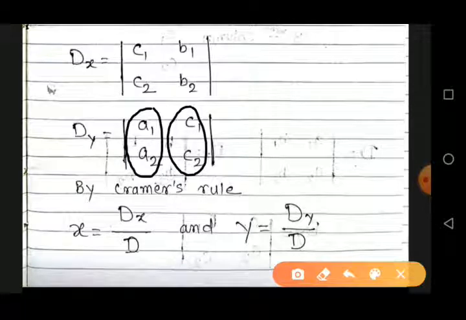Then by Cramer's rule, how to find the values of x and y? x is equal to Dx upon D. It is the formula to get the value of x. And y is equal to Dy upon D for finding the value of y.